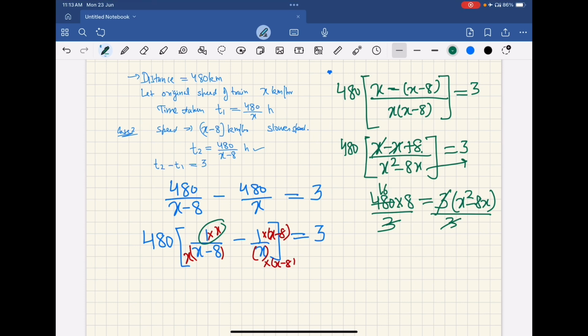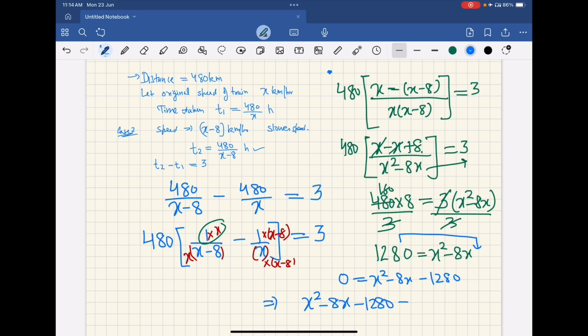Now 480 divided by 3 is 160. So 160 into 8, 8 ones are 8, so 1280. So x square minus 8x. Since we have got a quadratic, what should we do? Shift the number to the other side. So what will happen? So we will have 0 equals x square minus 8x minus 1280. So हमारी quadratic equation क्या हो गई? हम इसको x square minus 8x minus 1280 equals 0 लिख देंगे. ठीक है स्टूडेंट्स. So with this we come to the end of exercise 4.1.